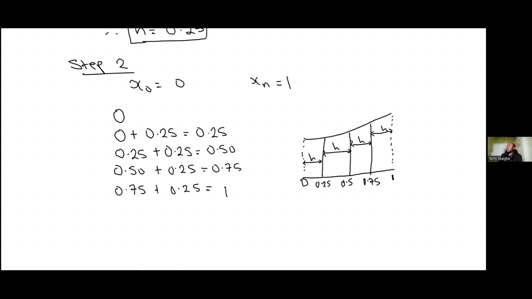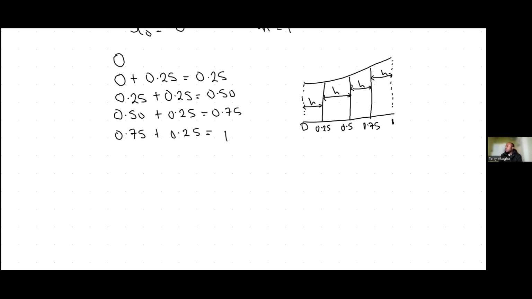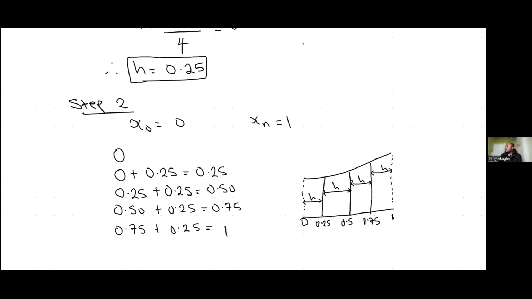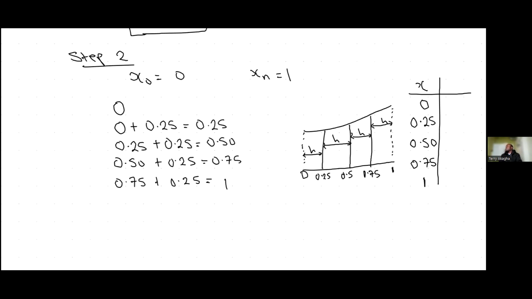So that means I can now say for this question that the x values we had are 0, 0.25, 0.50, 0.75, and 1. Those are the x values. Are you seeing it? Now, let's go to step 3.